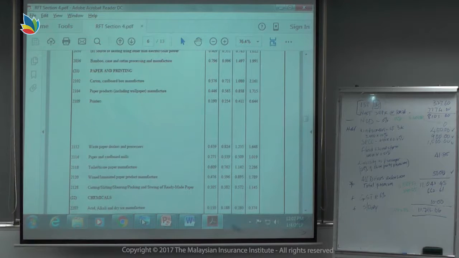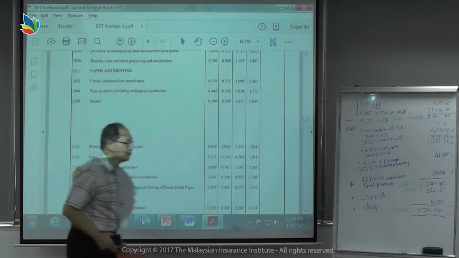So based on the tariff, how do you work out the rates? How do you work out the premium?